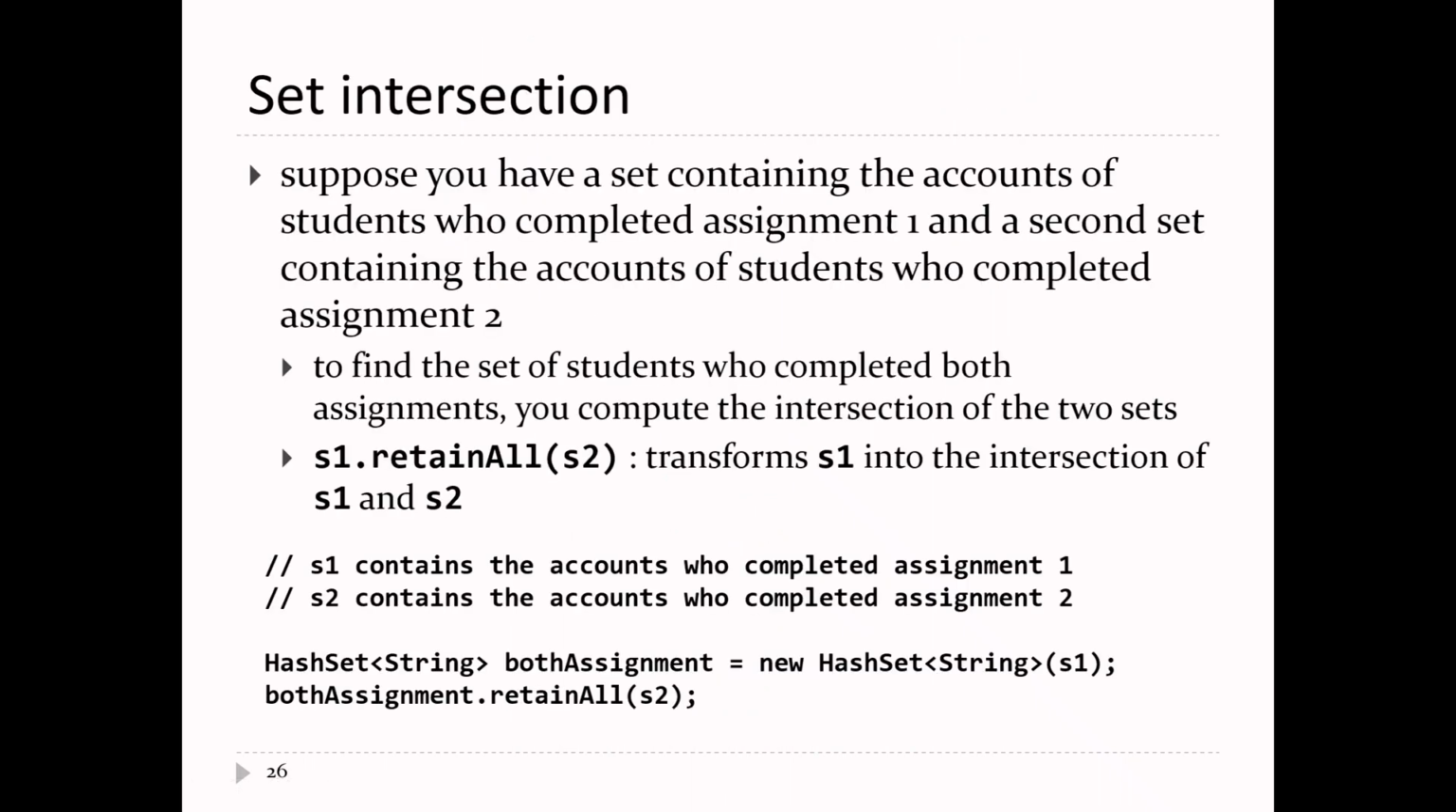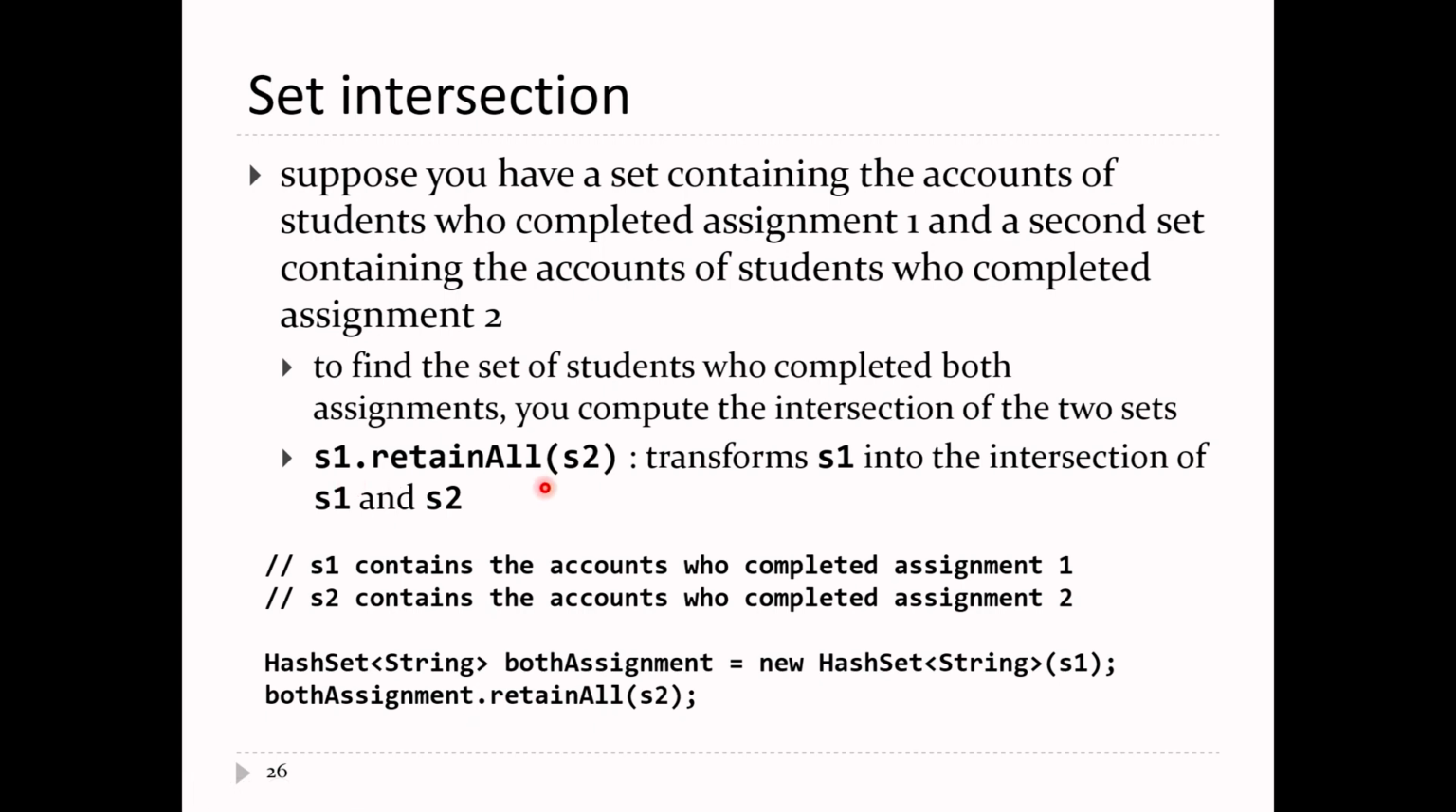You can do the set intersection as well. The intersection of two sets are the elements that are in both of the two sets. So again, I have the set of students who completed assignment 1, the set of students who completed assignment 2, and I'd like to know who did both assignments. So that method's called retain all.